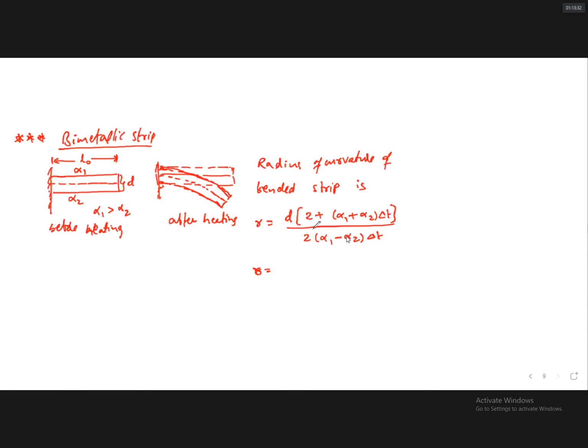Therefore, we get 2D by 2 into alpha 1 minus alpha 2 into delta T, the 2 gets cancelled. We get R approximately equal to D by alpha 1 minus alpha 2 into delta T, where delta T is the rise in temperature of the rod.